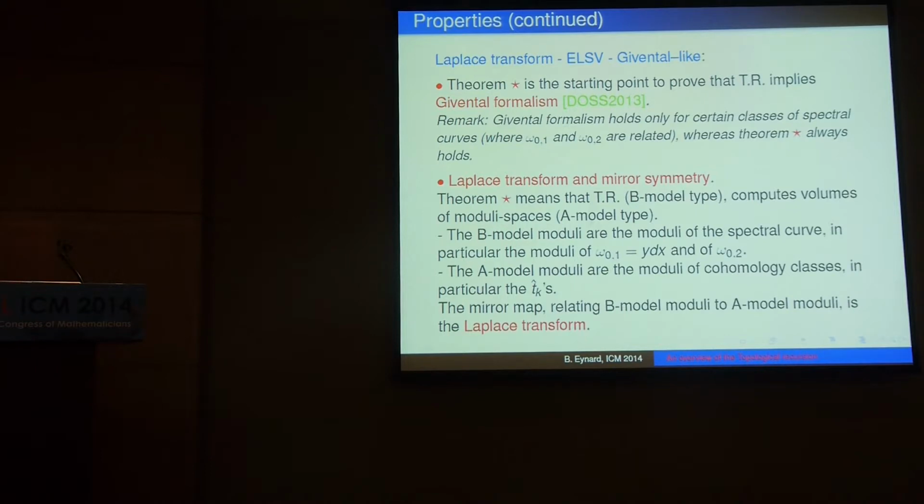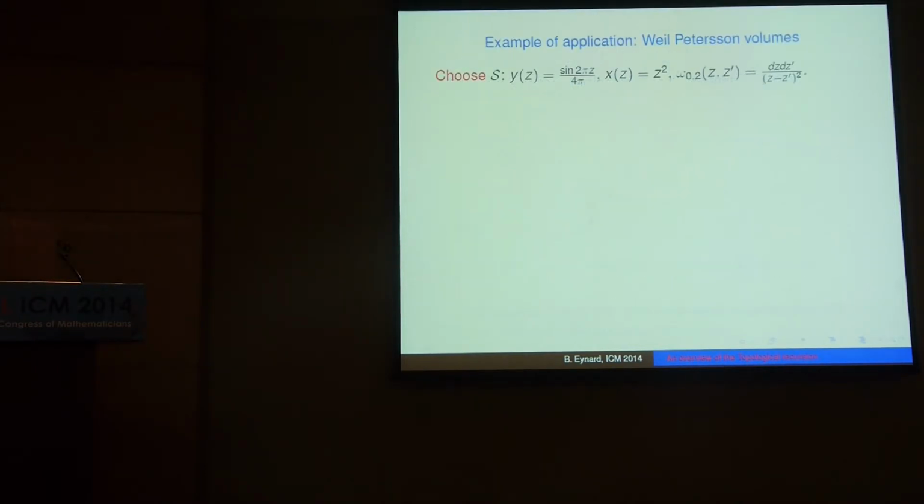Let me show you how to apply this theorem in some special case, in particular in Mirzakhani's case. Let's choose our spectral curve, y equals sin(2 pi z) over 4 pi, x is z square, and omega 0,2 is that. In that case, there is only one branch point, and our combinatorial moduli space has only graphs with only one color, and in fact there is only one graph in the sum. So basically this M_g,n is just the usual M_g,n, the moduli space of Riemann surfaces of genus g with n marked points.